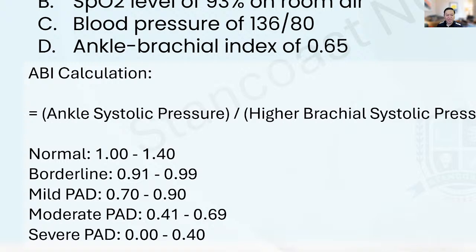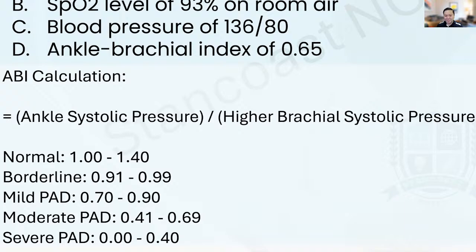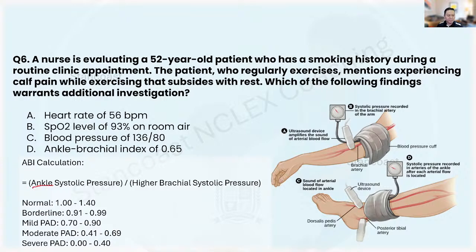Before I tell you that, the ankle brachial index value is going to be calculated by dividing the ankle systolic pressure by the higher brachial systolic pressure. Again, you're going to calculate the ABI by dividing the ankle systolic pressure by the brachial systolic pressure that is higher. So make sure you select the correct value here.